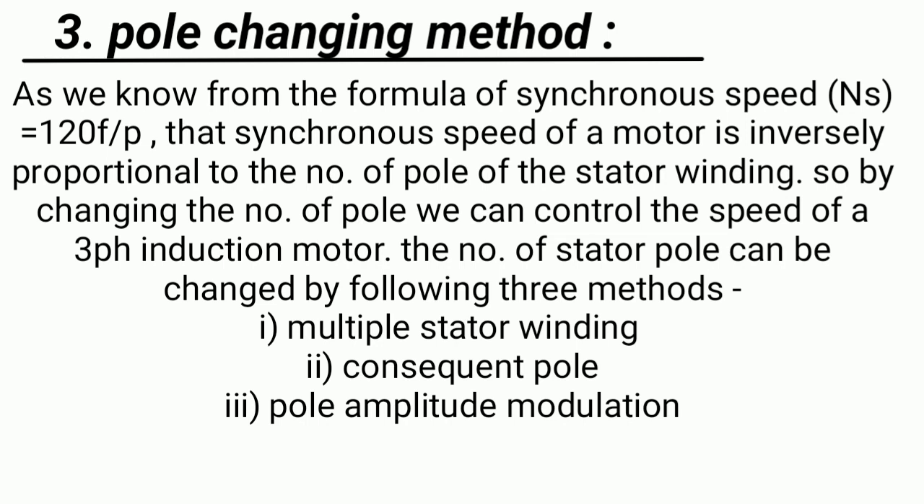Third method is pole changing method. In this method, as we know from the formula of synchronous speed, Ns equal to 120 F divided by P, the synchronous speed of a motor is inversely proportional to the number of poles of the stator winding. So by changing the number of poles, we can easily control the speed of a three-phase induction motor. The number of stator poles can be changed by three methods. They are known as number one, multiple stator winding, number two, consequent pole, and number three, pole amplitude modulation or PAM method.